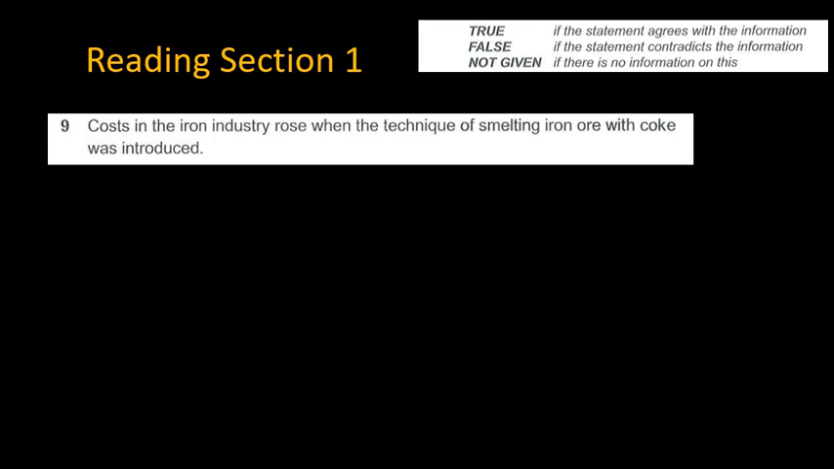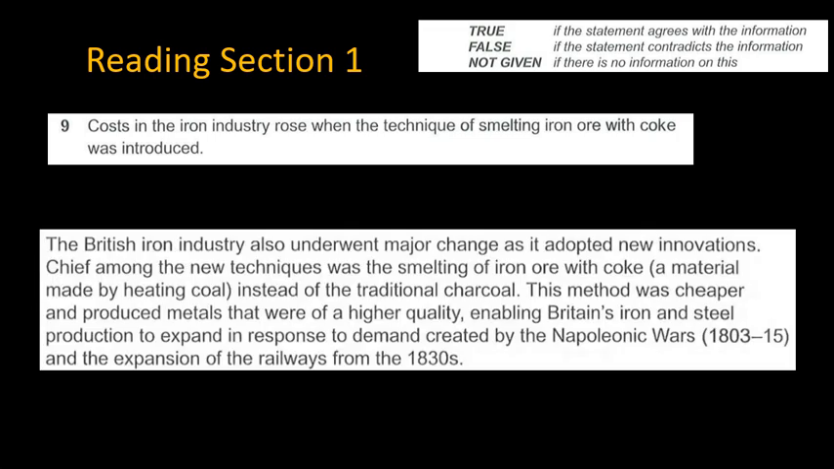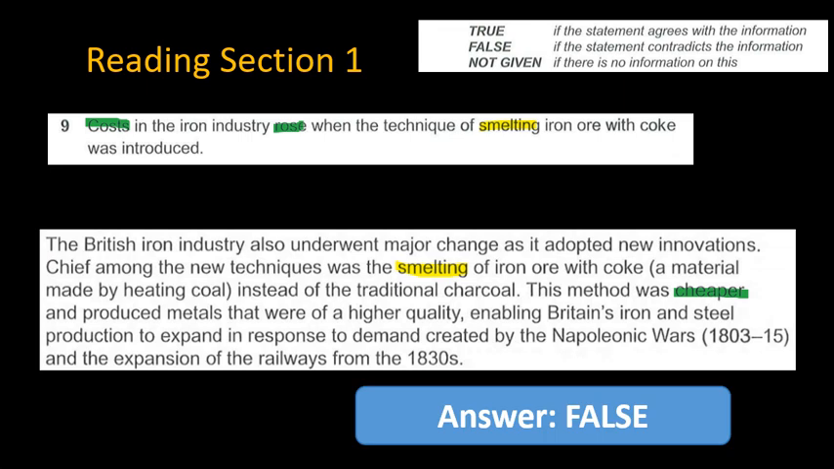Number 9. Costs in the iron industry rose when the technique of smelting iron ore with coke was introduced. Now, we've already seen a bit about smelting iron ore with coke, so it must be in that same section we've seen before. But costs in the iron industry rose. Let's look here. So we're smelting. Cost rose means that the price went up. However, the passage says that this method was cheaper, which is the opposite of costs rising. Therefore, the correct answer for number 9, false.